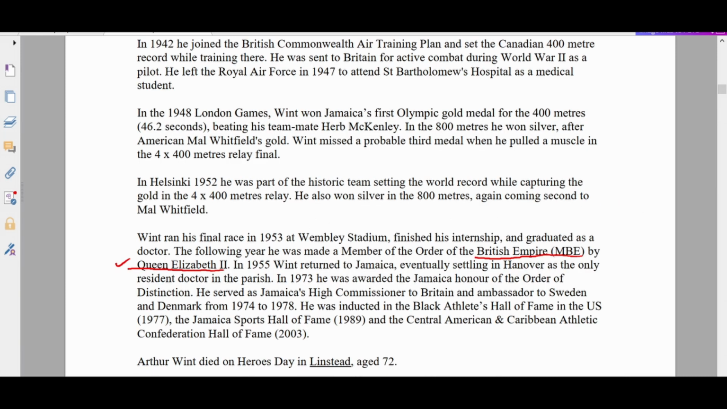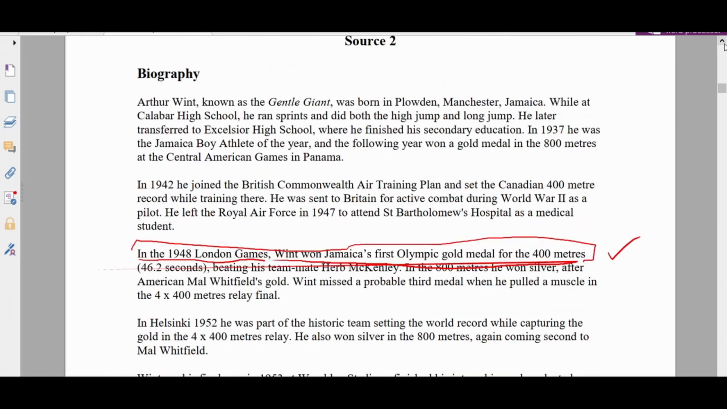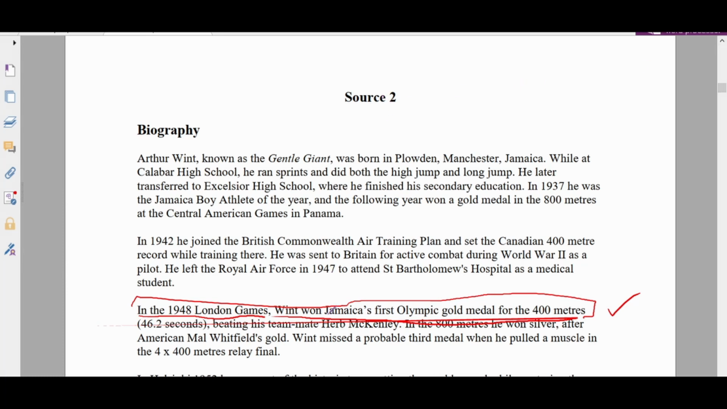So here we are now back at the text, and we can see here it says in 1948 at the London Games, then Wint won Jamaica's first Olympic gold medal for the 400 meters. So this whole section here gives us the information that we are looking for. All of this information right here, that's where that would prove to us that this is from source number 2. So if we look at it, here it is, source number 2. This is the information that we are looking for, so that proves that.